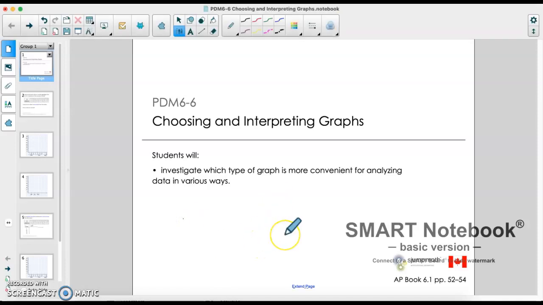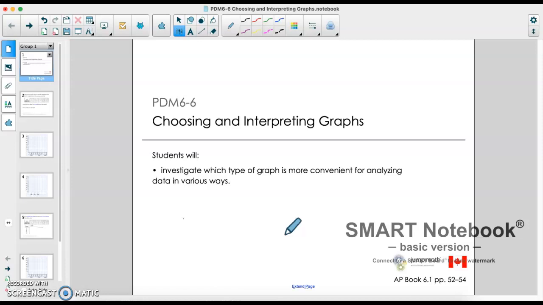This one focuses on choosing and interpreting graphs. It is the last lesson in our graphing unit. There's only been 6 lessons so far, so after this one and we do the practice in our workbooks, then we're going to get into some practice test stuff and then get ready for an actual test.